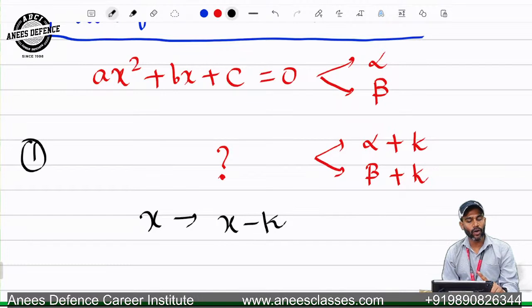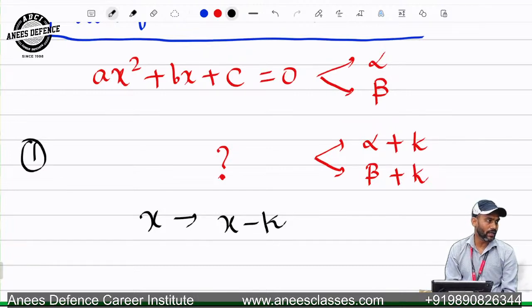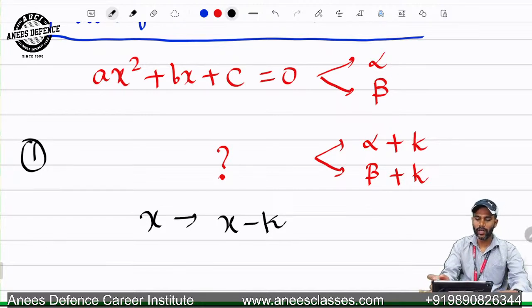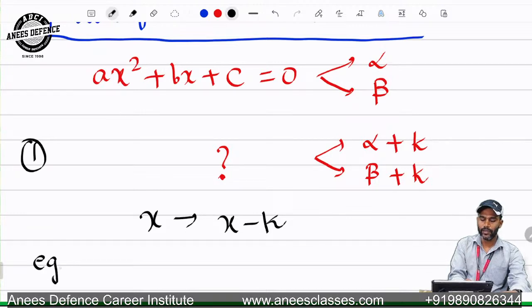If we are supposed to find out the equation of which roots are alpha plus k and beta plus k, where alpha and beta are the roots of the given equation earlier, then what do you have to do? In order to find out the new equation of which roots are alpha plus k and beta plus k, then you have to replace x by x minus k. Understood? Okay. So let me take one example, then you'll understand. Very easy. So now example number 1, suppose.